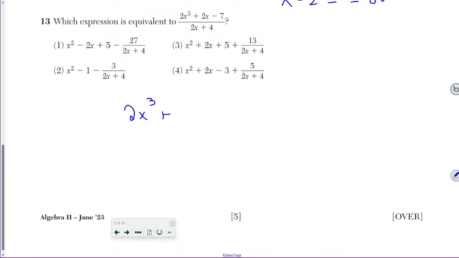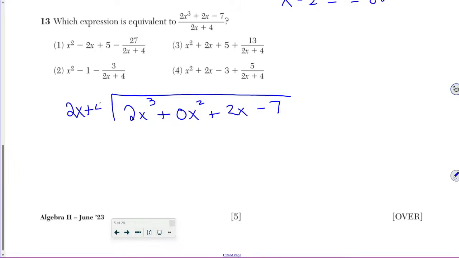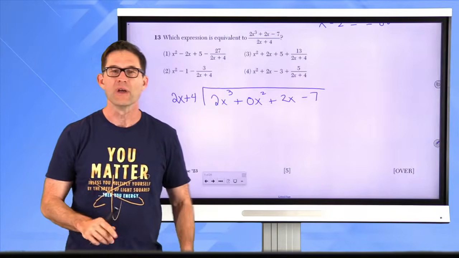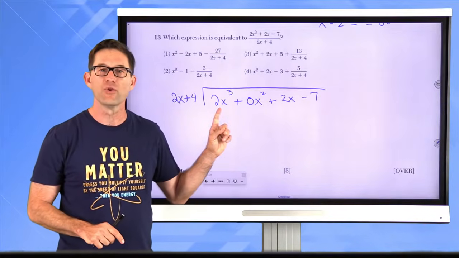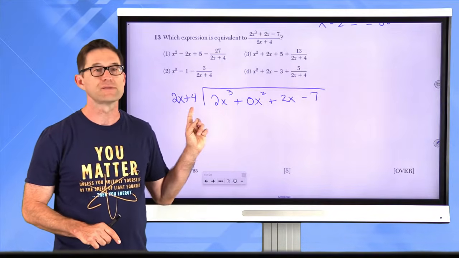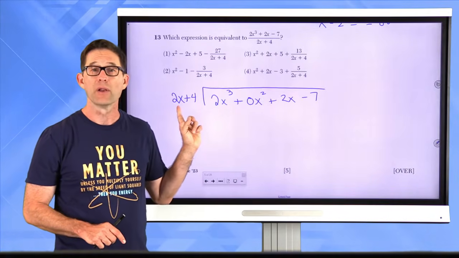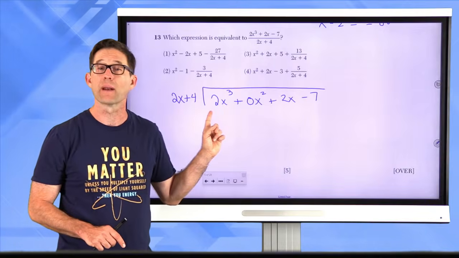2x cubed plus 0x squared plus 2x minus 7, and now I'm going to divide that by 2x plus 4. All right, let's review how to do polynomial long division. So the first thing I need to do is get rid of 2x cubed. So I look at the 2x, don't worry about the 4, it's totally irrelevant for right now.